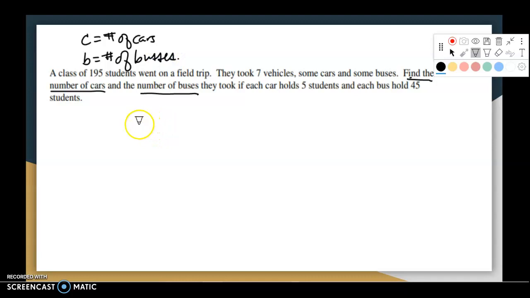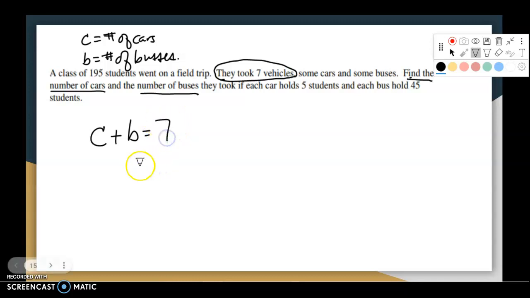All right, C is the number of cars, and B is the number of buses. Okay, so now I know that in total they took 7 vehicles. So some cars and some buses. So I know that C plus B, the number of cars and the number of buses together, is equal to 7. And I also know 195 students went on the trip.